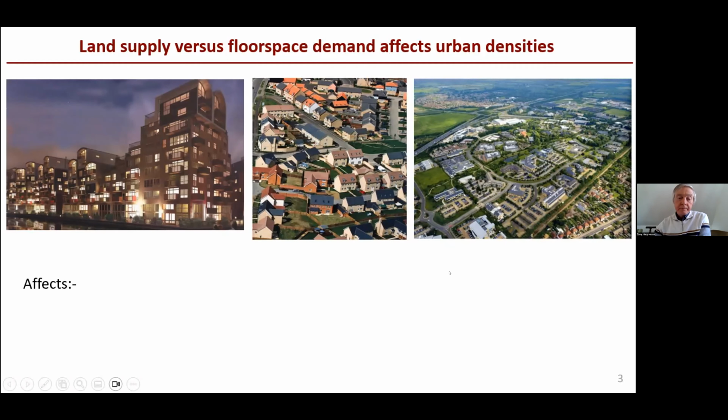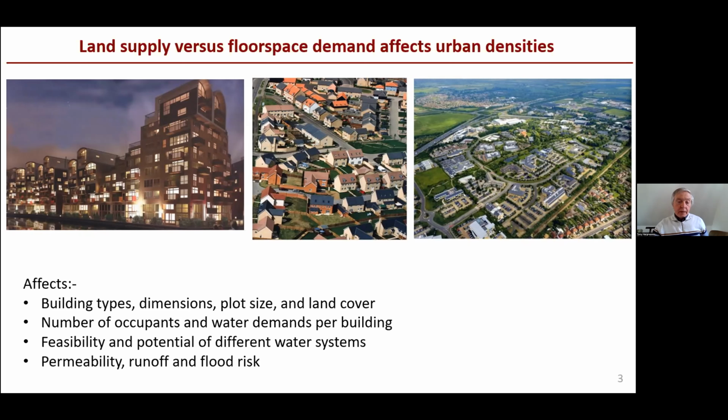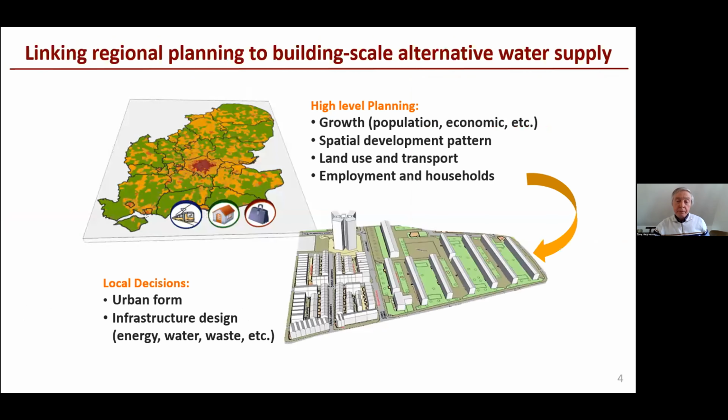Again, this affects the building types and the type of land cover, how much of the land is permeable, and also the occupancies of the buildings, how many occupants there are and water demands and so on. So this affects the feasibility of the different types of water management systems. So a method was needed to link the regional spatial planning policies to how they would affect development at the local level, kind of neighborhood scale, particularly the buildings.